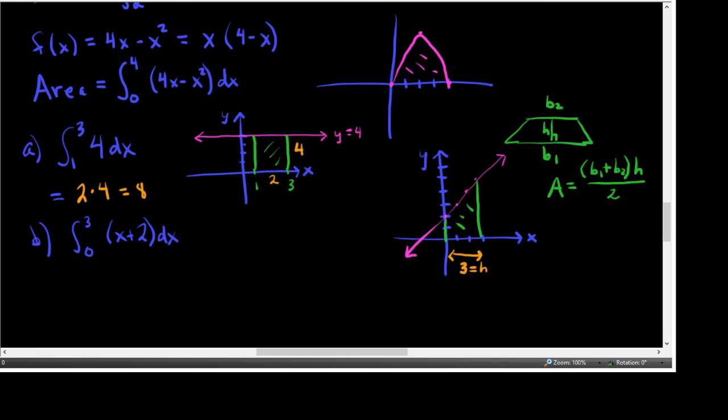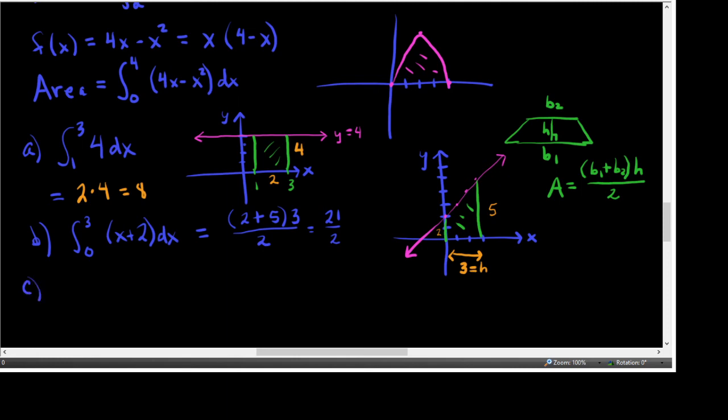And base 1 is the height here, so that's 2. And this one is 5. So using the formula for the area of a trapezoid, that's going to be 2 (base 1) plus 5 (base 2) times the height, which is 3, divided by 2. And so 21 halves is the area of that region, which means that's the value of the definite integral from 0 to 3. Okay, C.